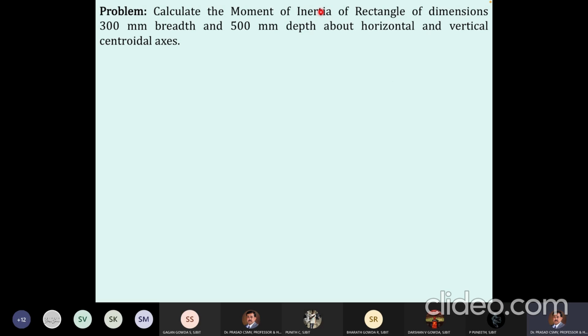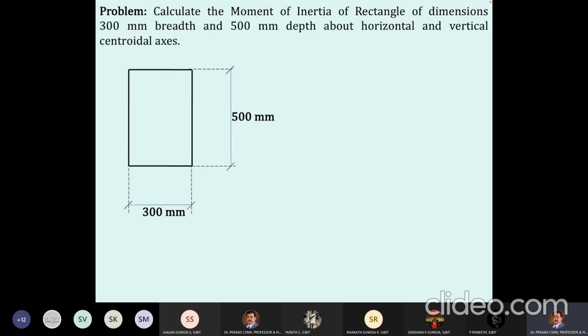The moment of inertia of a rectangle: Ixx is BD cubed by 12, and Iyy is B cubed D by 12. But let me take up a simple case with dimensions. I am taking a rectangle of breadth 300 mm and depth 500 mm. Now I want the values of Ixx and Iyy.